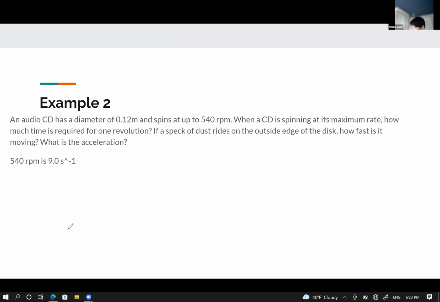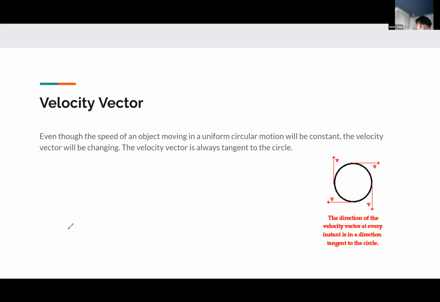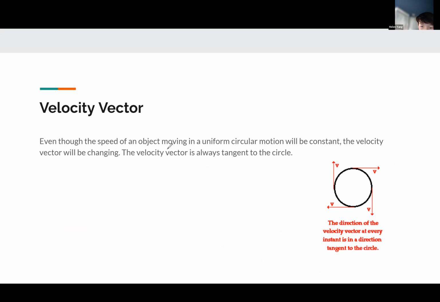So now, again, we'll talk about the velocity vectors. We talked about them before, so I'll talk about them again. Even though the speed of an object moving in circular motion will be constant, the velocity vector will be changing. So even though the speed is always the same, it'll always be changing direction, and it'll always be tangent to the circle. So the direction of the velocity vector at every instant is in a direction tangent to the circle.